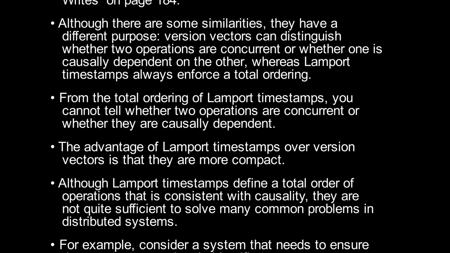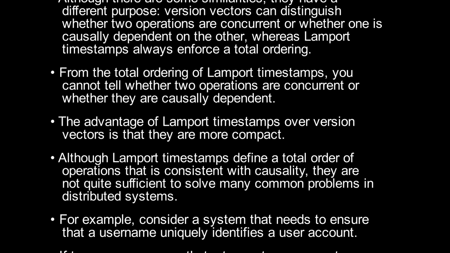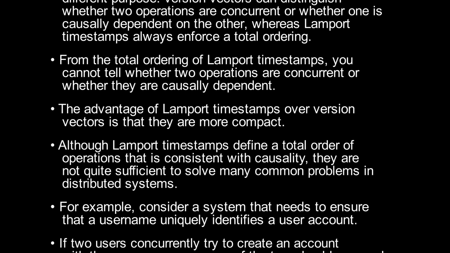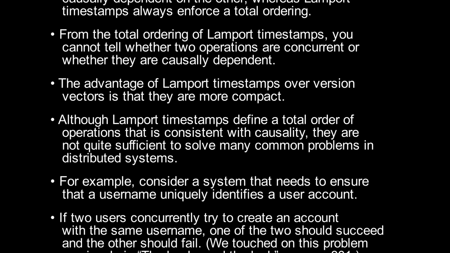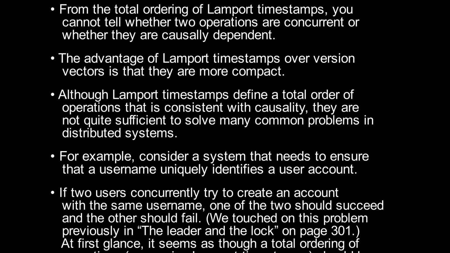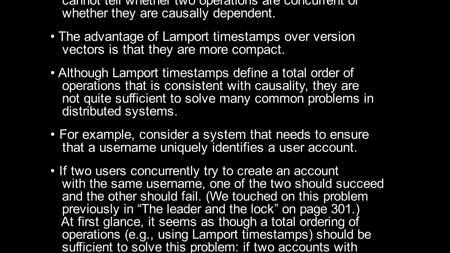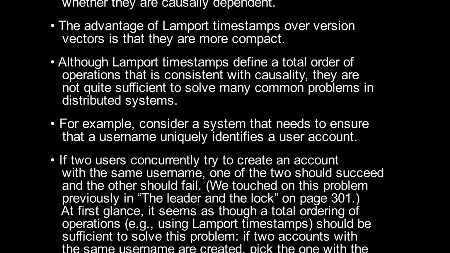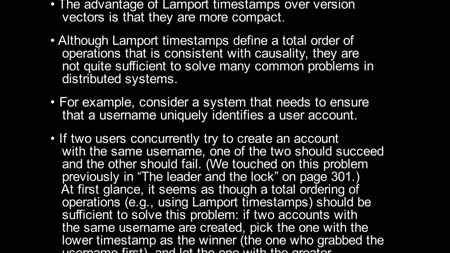Although Lamport timestamps define a total order of operations that is consistent with causality, they are not quite sufficient to solve many common problems in distributed systems. For example, consider a system that needs to ensure that a username uniquely identifies a user account. If two users concurrently try to create an account with the same username, one of the two should succeed and the other should fail. We touched on this problem previously in "The leader and the lock" on page 301.